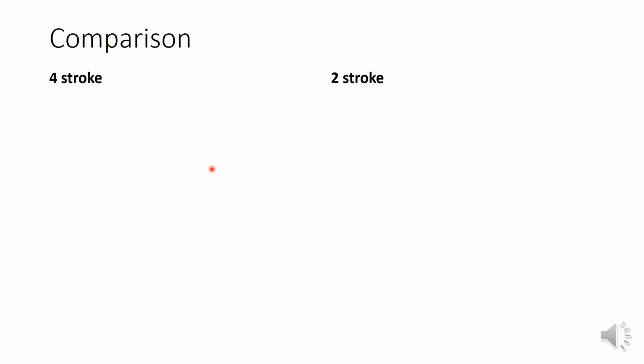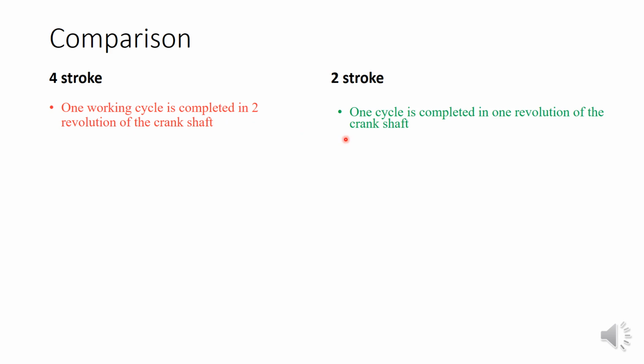And how will you compare a four-stroke engine and a two-stroke engine? It's an important question. So the first point we already know is that in a four-stroke engine, one working cycle is completed in 4 movements of the piston or 2 revolutions of the crankshaft, because 180 degrees of crankshaft rotation corresponds to 1 stroke. So in a four-stroke engine one cycle is completed in 2 revolutions of the crankshaft. But in a two-stroke engine not that much is required. One cycle is completed in 2 strokes, or 1 revolution of the crankshaft.